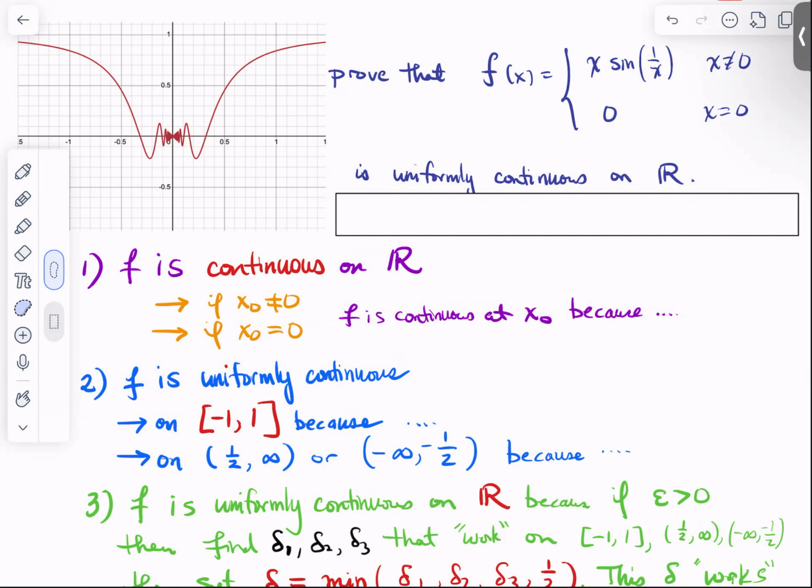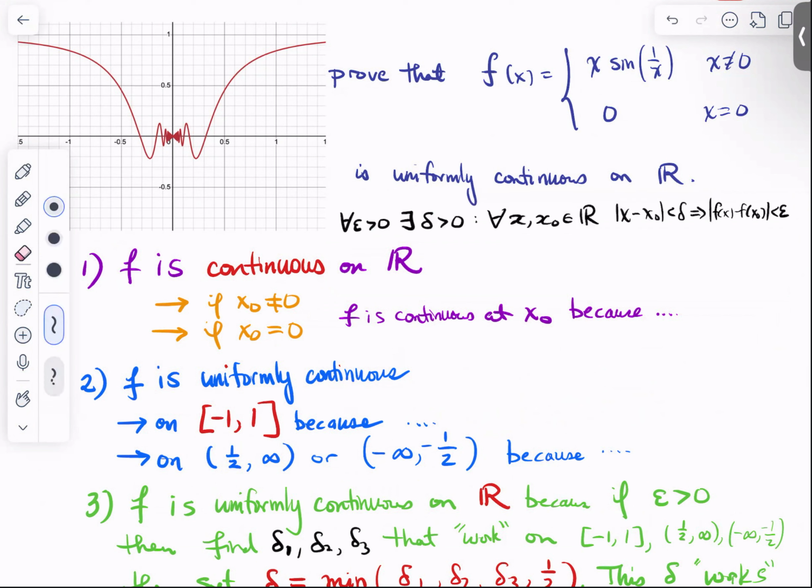So uniform continuity, just to review the definition, is basically saying, in what looks like a complicated way, that no matter how close we want our outputs to be, if we want our outputs to be within epsilon of each other, there is a uniform way that we can choose a distance between our inputs so that if our inputs are within that distance delta, then our outputs will be within that distance epsilon.